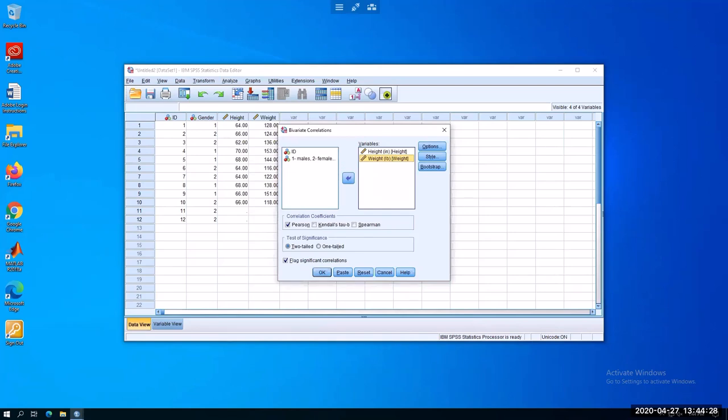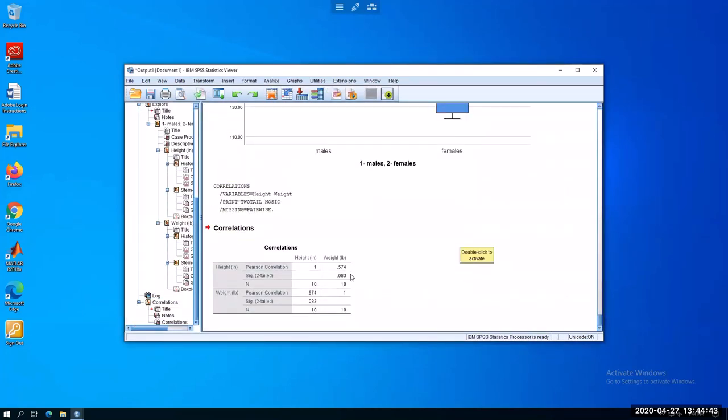Pearson. So here we had 12 cases, but only 10 pairs. So these two cases without height and weight, subject 11 and 12, will be simply ignored. Okay, and here is what we got. So Pearson correlation is 0.574. This is actually diagonal. Height with height and weight with weight will be correlated perfectly, so we will get one. But what we want to see is how height correlates with weight, and we got 0.574. And the same value is how weight correlates with height. So these two will be the same.